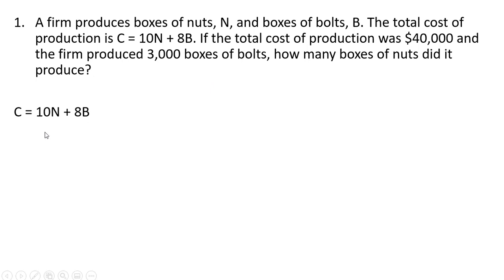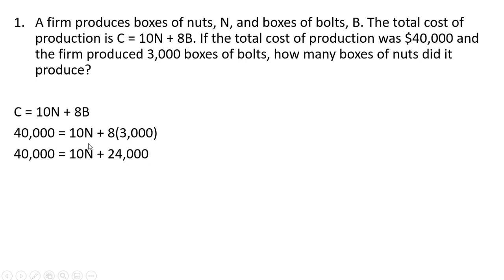The total cost of production is $40,000, so C will be $40,000. And we know the firm produced 3,000 boxes of bolts, so for B, we're going to plug in 3,000. So making those substitutions, now we're going to solve this equation for N.